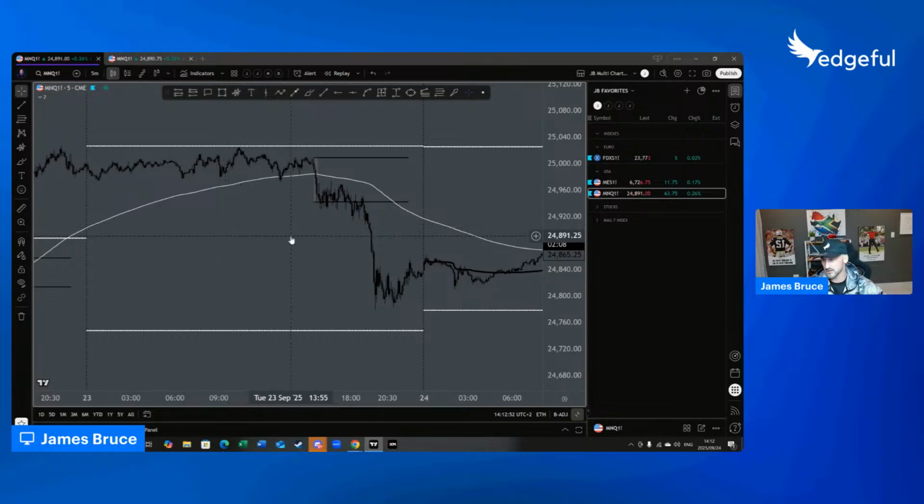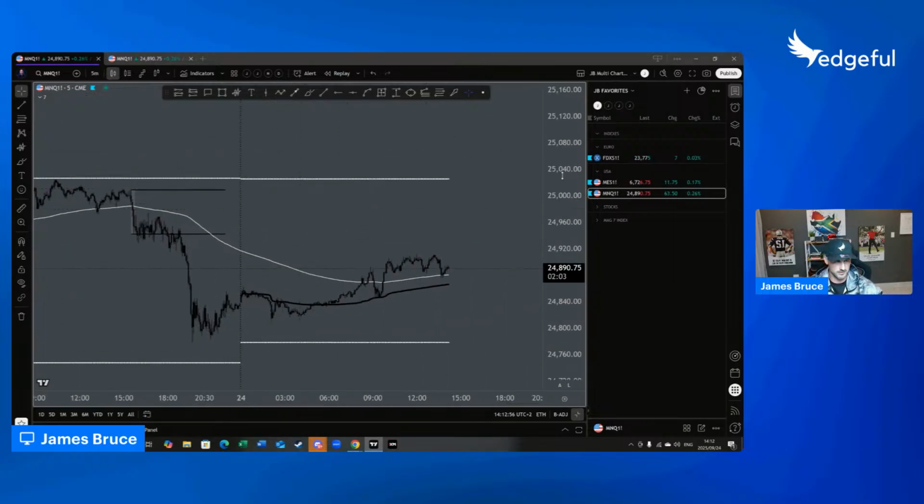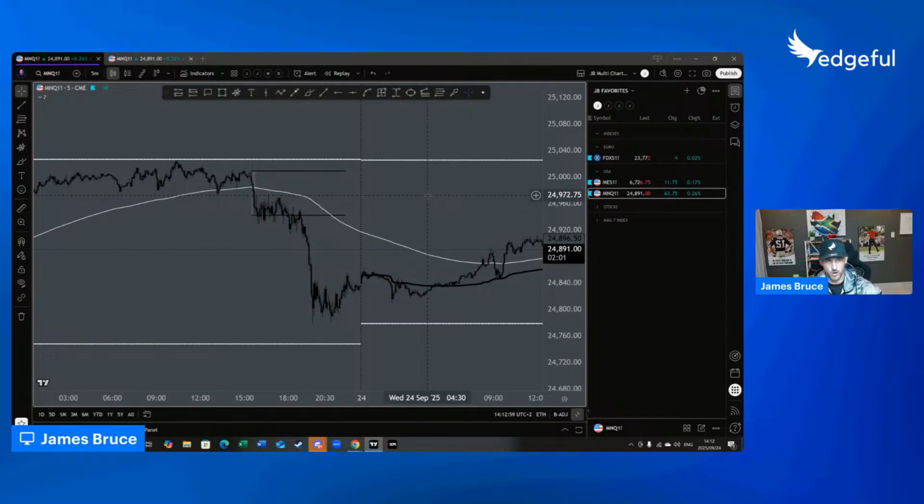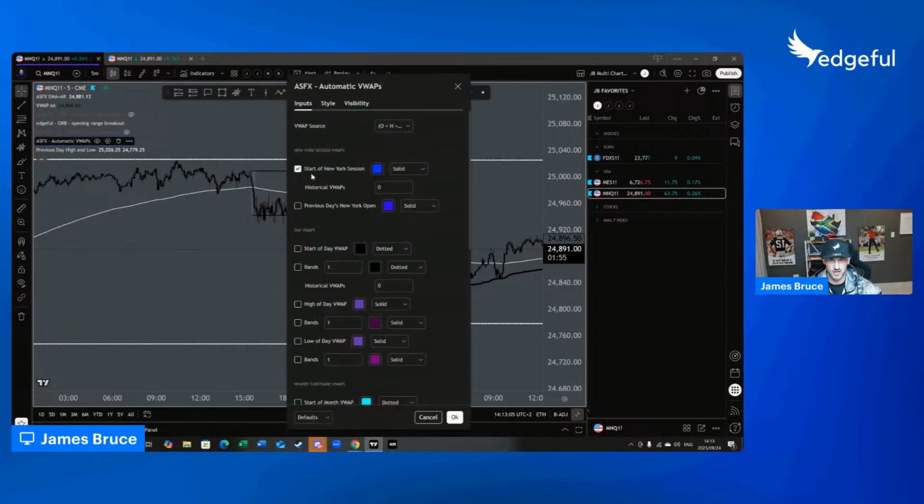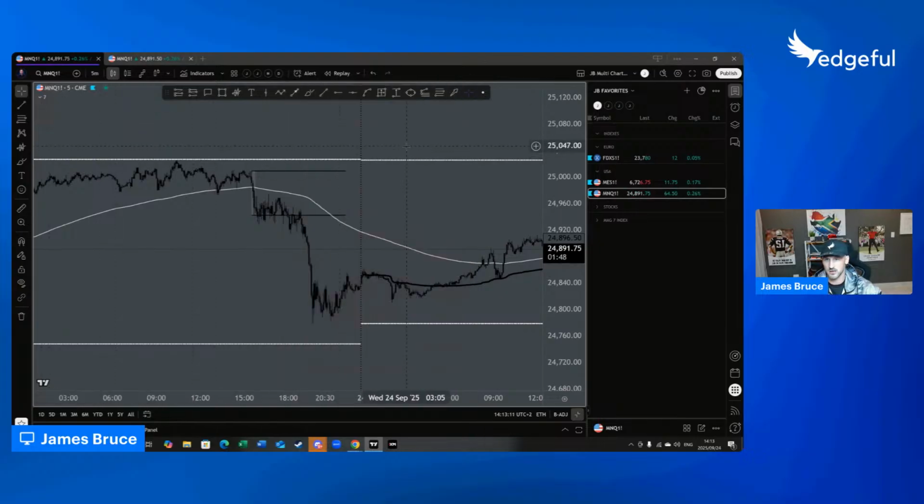So if I'm trading the DAX, which is a London European market, I'll anchor it to the start of the London session. If I'm trading American markets like the NASDAQ and ES, my VWAPs automatically anchor for me. It is called ASFX. It starts the New York session VWAP. It anchors for me. Start of day VWAP as well.